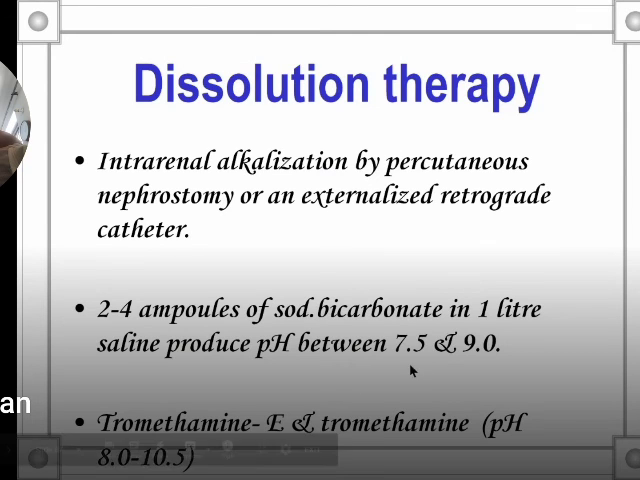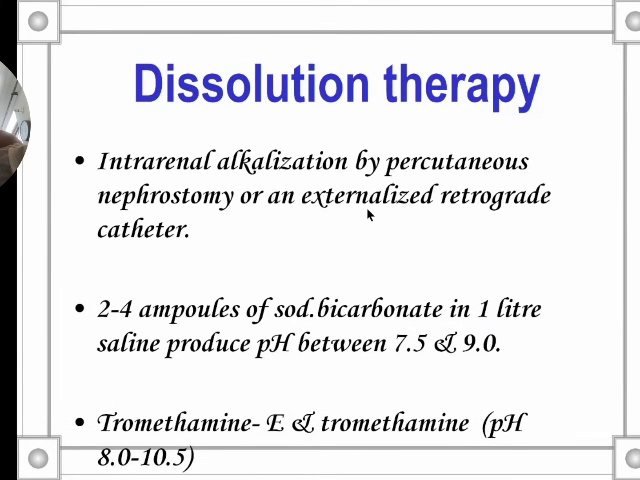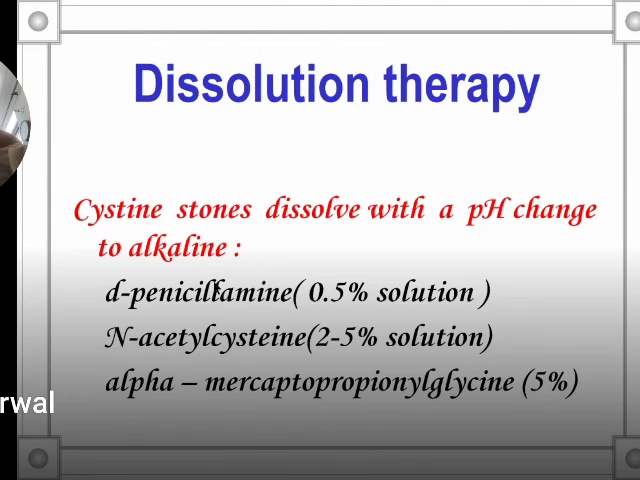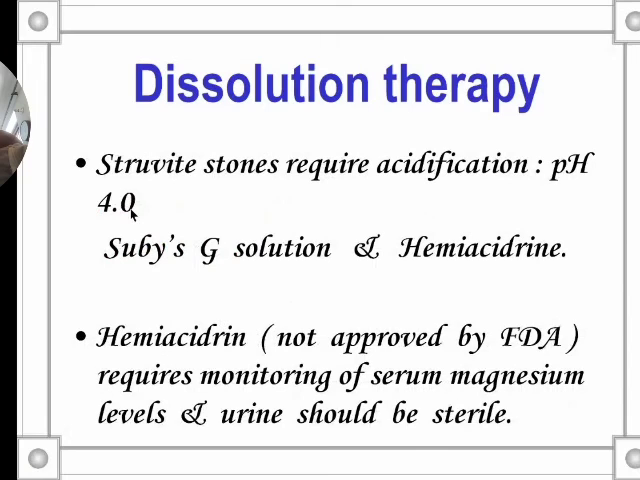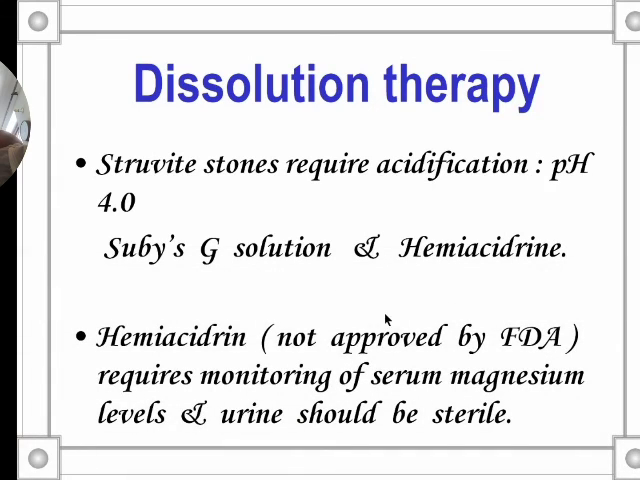So for dissolution therapy, you can put these dissolution solutions through the nephrostomy tube or by the catheter. Similarly, cystine stones dissolve with D-penicillamine and acetylcysteine. So dissolution therapy is one option. Struvite stones require acidification of the urine by this solution, so Suby G solution or hemiacidrin.